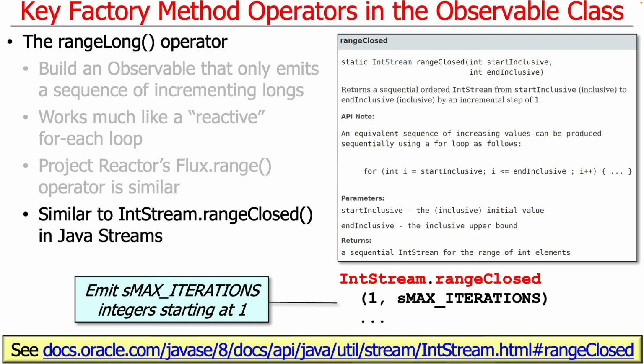Both range methods in Project Reactor and RxJava are very similar to Java streams' range closed method defined on IntStream or LongStream for that matter. So here we're going to be able to once again emit S max iterations starting at 1. So same basic kind of idea.